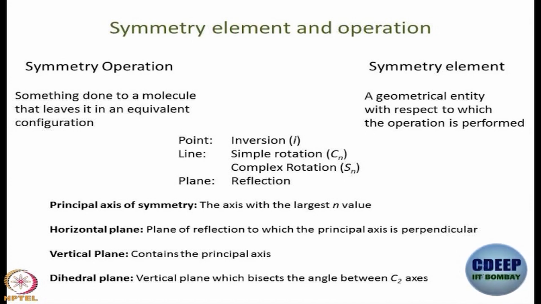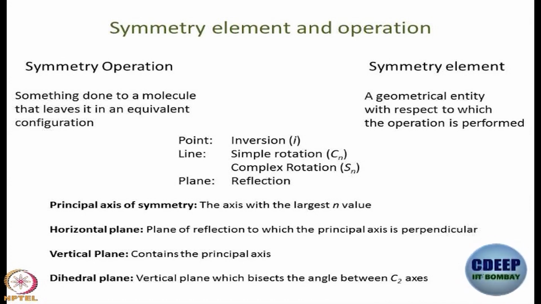And in plane is perhaps easiest to understand because that is what we do every day when we comb our hair, hopefully. You do a reflection. Principal axis of symmetry we know is the axis with the largest value of n. That means the axis about which we turn by the biggest angle. Is that right? Do not say yes without thinking. It is the axis about which we turn by the smallest angle to get the equivalent configuration.